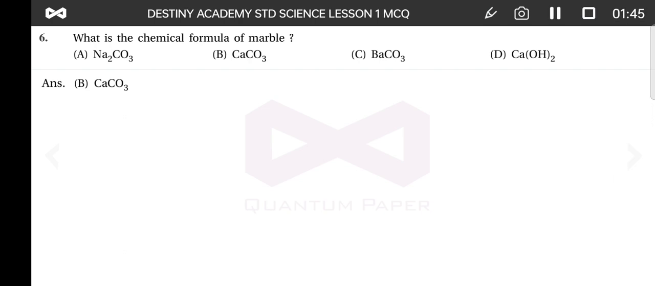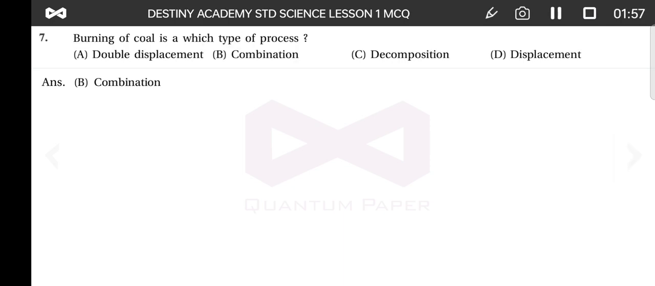What is the chemical formula of marble? So the correct answer is CaCO3. Next question. Burning of coal is which type of process? So the correct answer is B, combination.